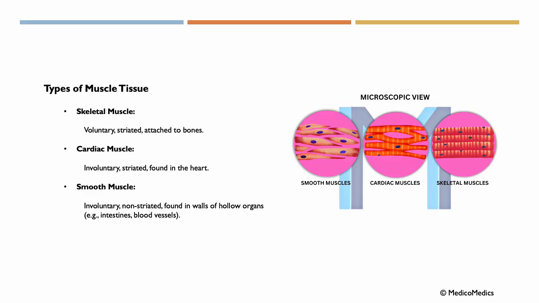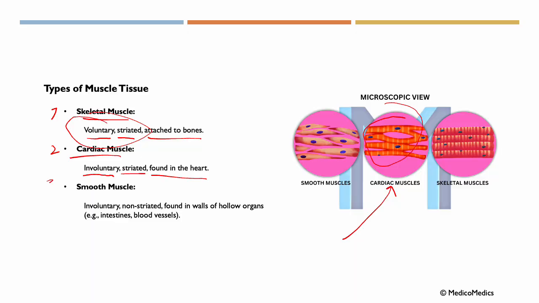Now, we have different types of muscle tissue. First, we have skeletal muscle. These are voluntary, striated, and attached to bones. By voluntary means we control them. Then we have cardiac muscle. These are involuntary, so we do not control them. They are striated as well and found, for example, in the heart. Here you can see cardiac muscles illustrated.